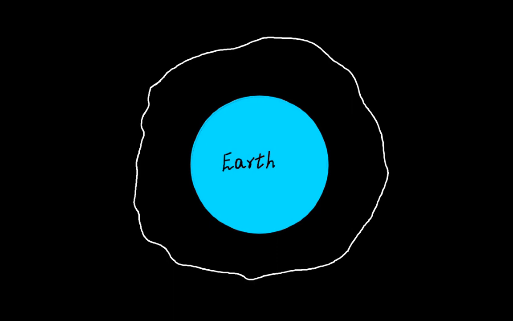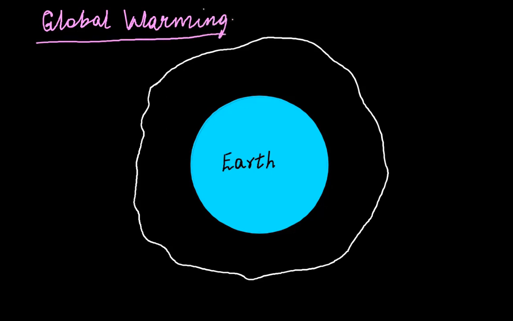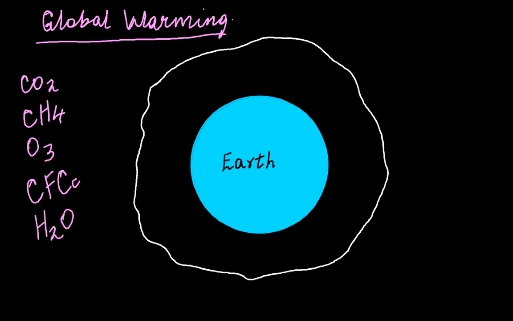Now, in global warming, what happens is you have greenhouse gases. Greenhouse gases are carbon dioxide and methane (CH4), the two main greenhouse gases. And there are other greenhouse gases like ozone, chlorofluorocarbons (CFCs), water vapor, and nitrogen oxides. So all these are greenhouse gases.